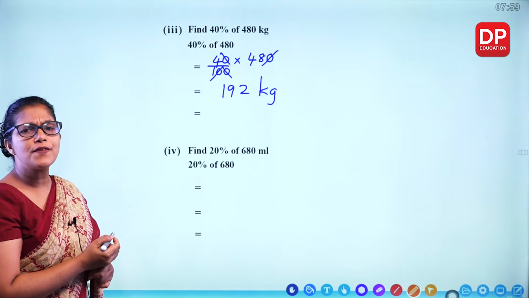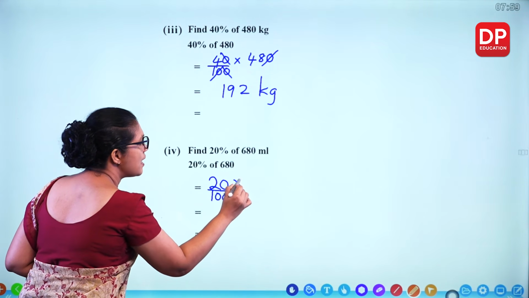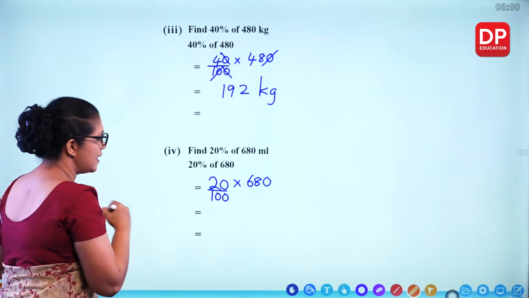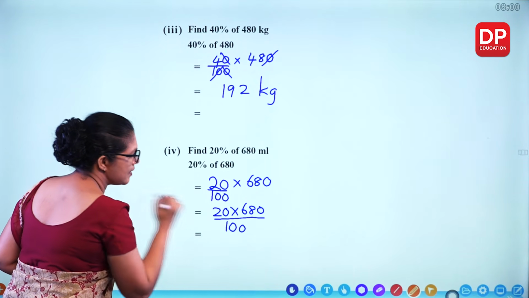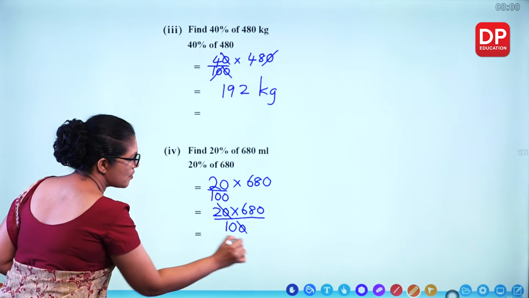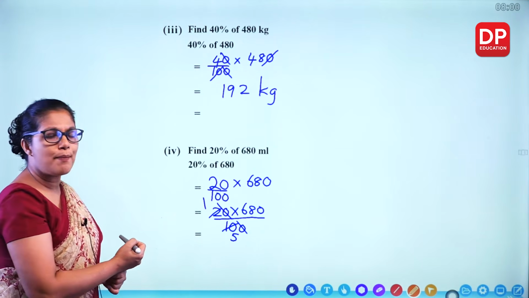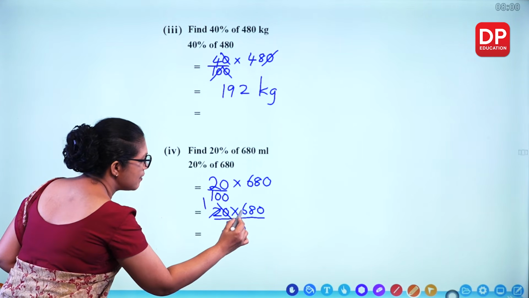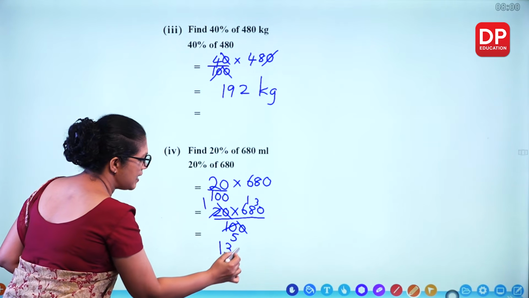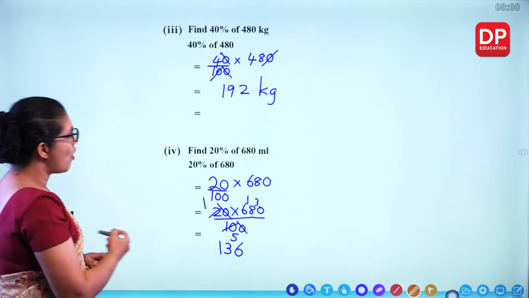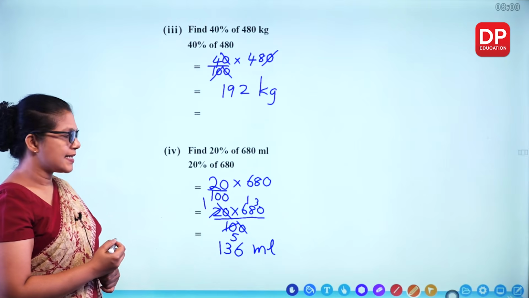What about this one? Find 20% of 680. So 20% means 20 out of 100 and multiply by 680. Multiply the numerator separately and the denominator separately. So you get this one. Zeros get cancelled out. 2 with 1, 2 with 5. So 680 divided by 5. 5 times 1, 5. For 18, that's 3. 15 and 3 remaining, that's 6. So this is about milliliters. 136 milliliters.